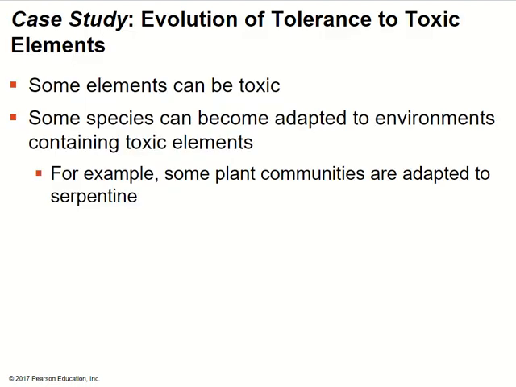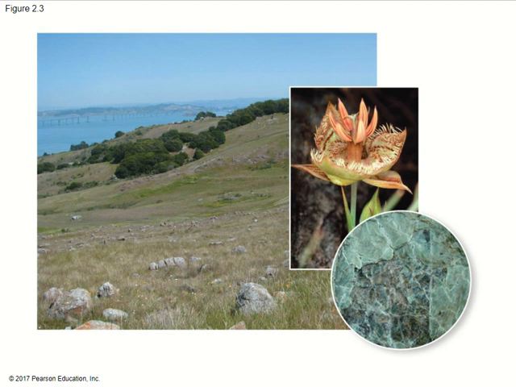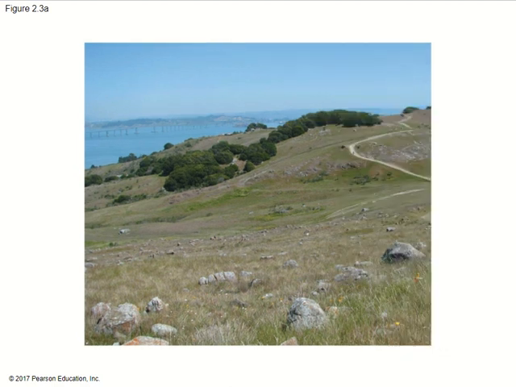Evolution of tolerance to toxic elements. Some elements can be very toxic. Some species can become adapted to environments containing those toxic elements. For example, some plant communities are adapted to serpentine, a substance that is not particularly good for most life, or used in life, I should say.